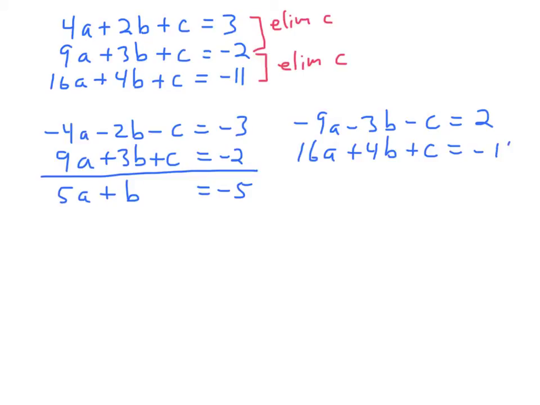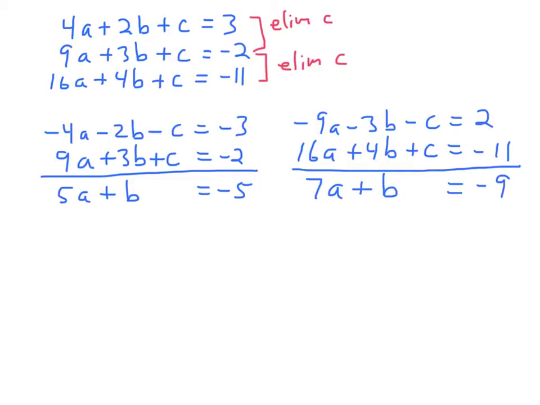And again, the c's are opposites, so they're going to cancel out when you add these. And so you'll have 7a plus b equals -9.